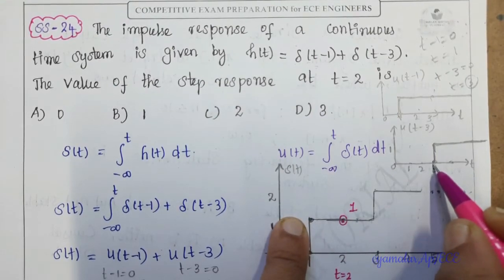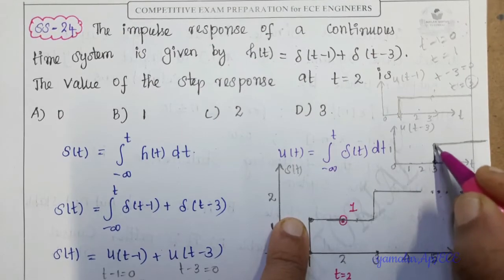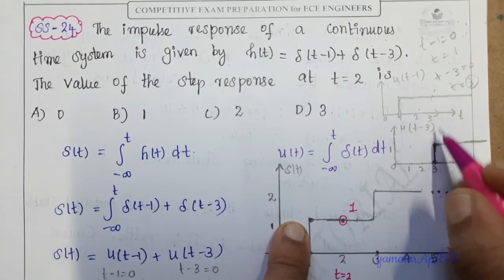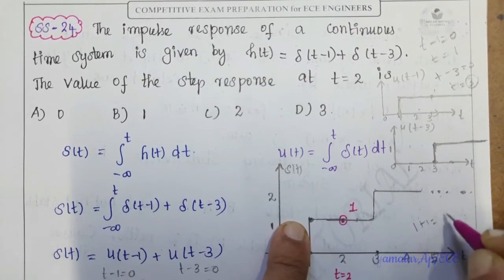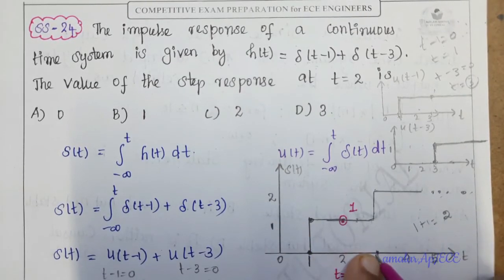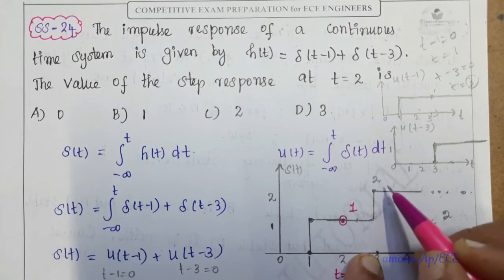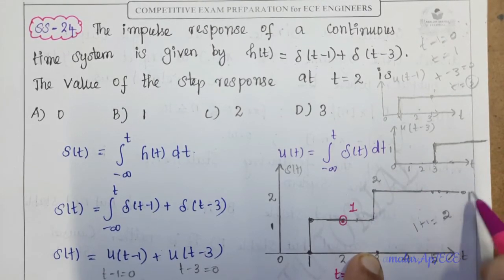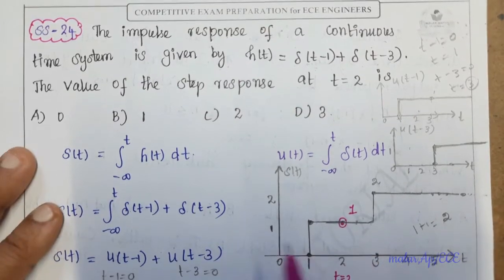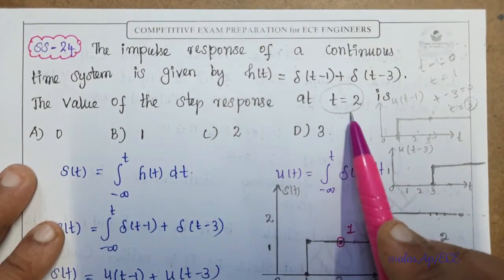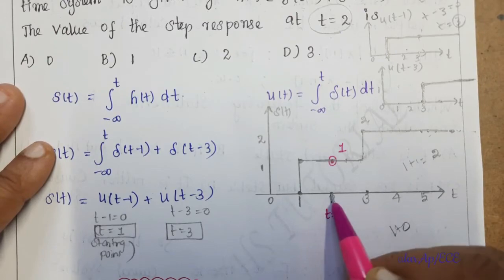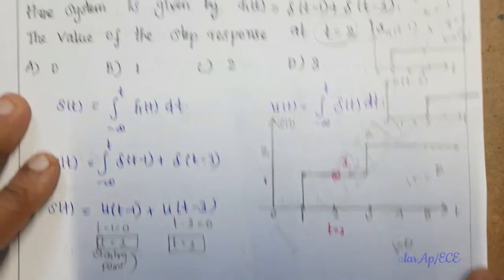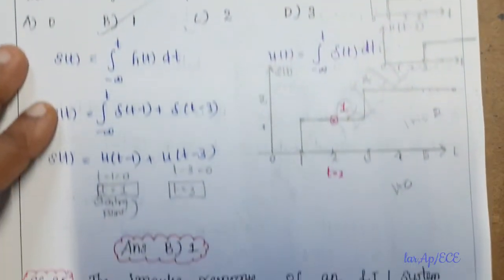At point 3, the amplitude of the first is 1 and the amplitude of the second is also 1, so both amplitudes are added. 1 plus 1 equal to 2. Hence the output at point 3 has amplitude 2. After that, the value goes on like this to infinity. See the question: at t equal to 2, what is the amplitude value? See the diagram. At time t equal to 2, the amplitude is 1. Simple problem. Hence the correct answer is B.